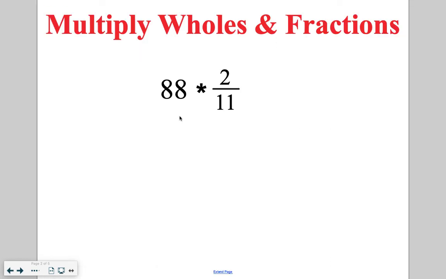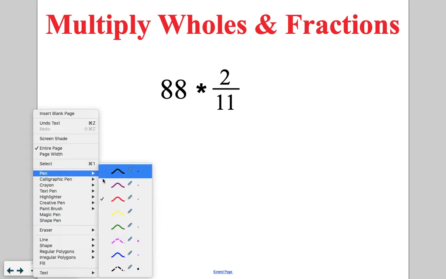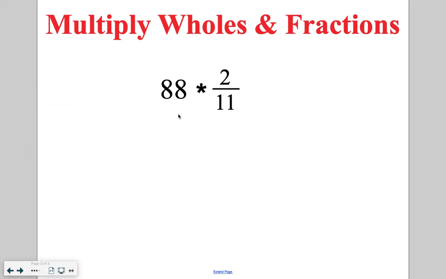So we're going to start with multiplying fractions and whole numbers. So I've got 88 times 2/11. The first thing I need to do is to turn 88 into a fraction. So if 88 gets turned into the fraction, 88 is the numerator, and what is my denominator? The correct answer is 1. So we have 88 over 1 times 2/11.